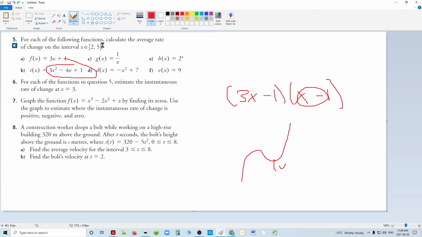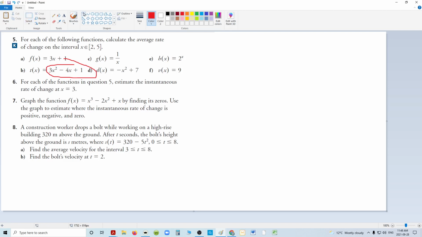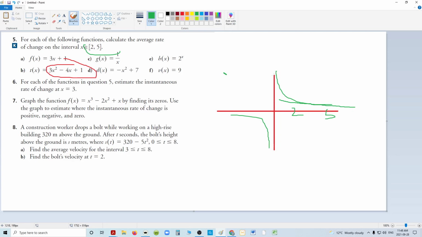Now, what about C, this one here? Try to remember what that looked like. That's going to look like this. Here and here. And between 2 and 5, the slope is going to be right like that. So I know the delta x is 3. And if I take 2 first, or 5 first, I get 1/5 as my y2 minus 1/2 as my y1. Go back and revisit slope if you can't remember what this is.